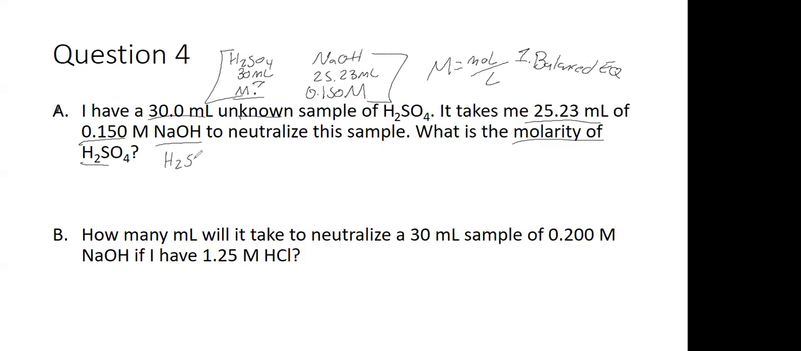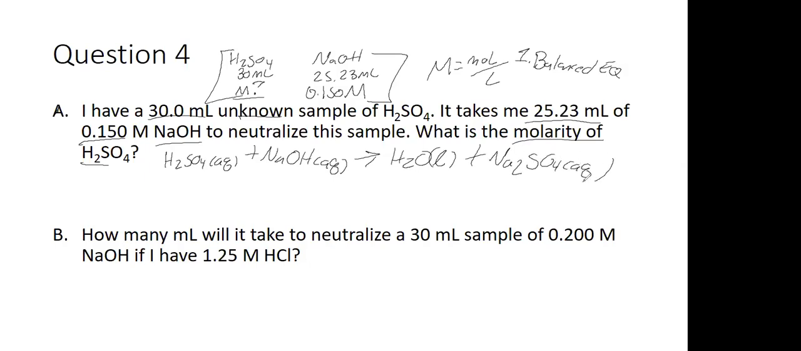So H2SO4 aqueous plus NaOH aqueous makes water liquid plus Na2SO4 aqueous. And I need to balance it. So if I go here and here, that should be balanced. Again, I don't expect anyone to balance nearly as fast as I can, so I know it'll take you a little bit more time to balance it, but that should be your balanced equation.